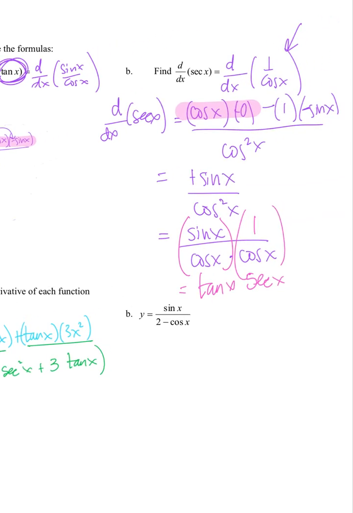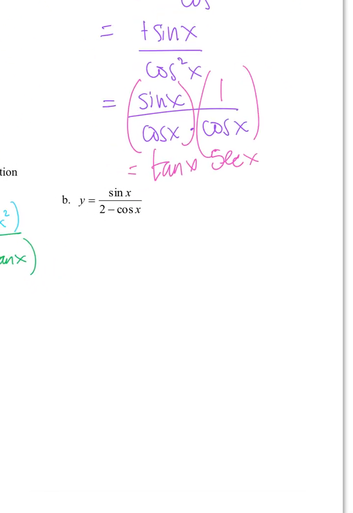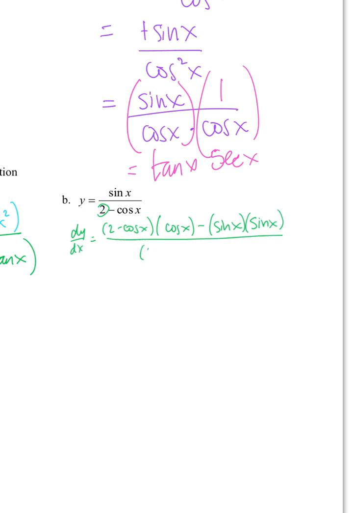All right, so now this last one, let me give myself some room here. It's a quotient rule. Okay, so here we go. The derivative of y with respect to x. So low d high minus high d low. Okay, now I want you to think about this before I write it down. The derivative of that constant is 0, and the derivative of negative cosine x is going to be positive sine x. All right, square the bottom, and away we go.